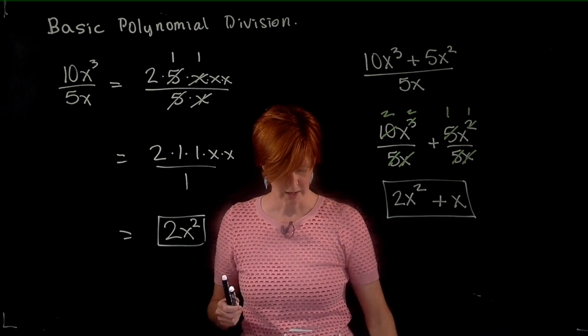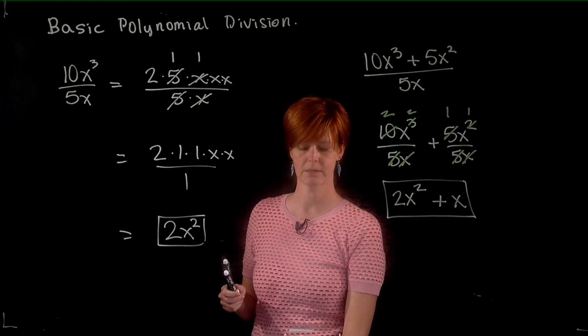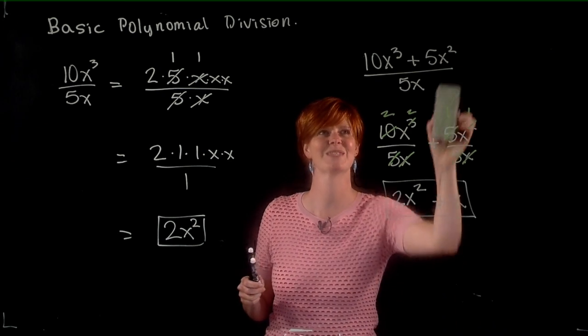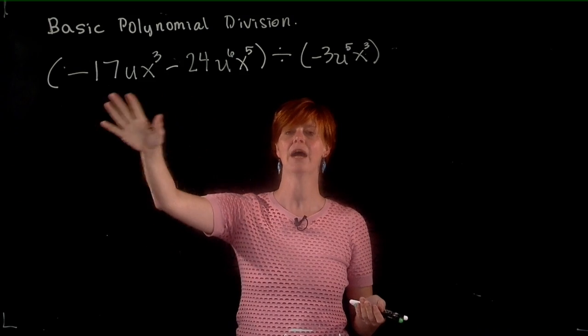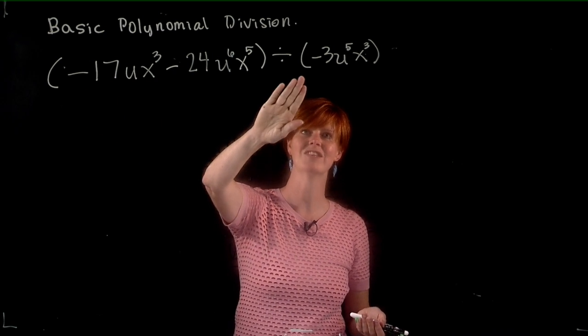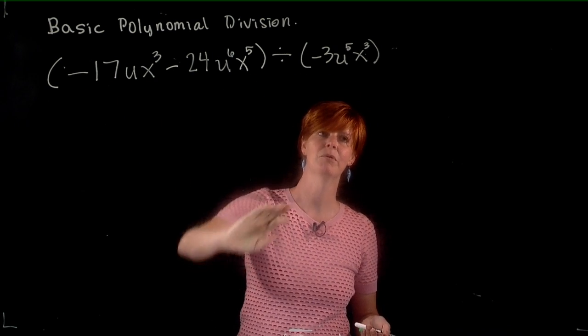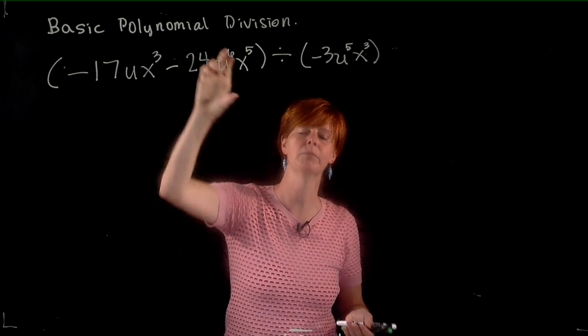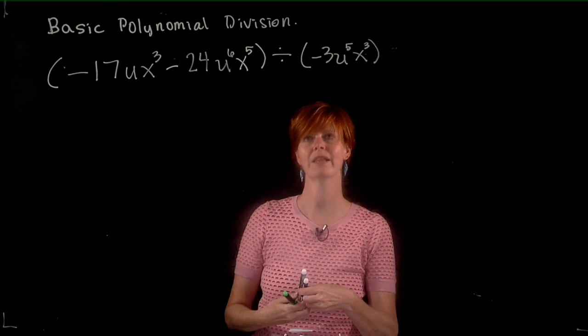Now, the hard part is when we throw in some negatives and then students get a little confused. So let's do one of those. Now in this problem, I wrote it horizontally. We can see this is the numerator and this is the denominator. And remember from the last example, the denominator goes underneath each term in the numerator. So I'm going to rewrite the problem.